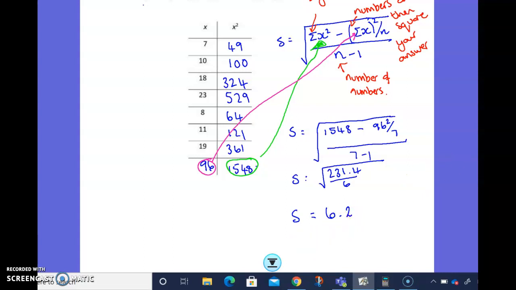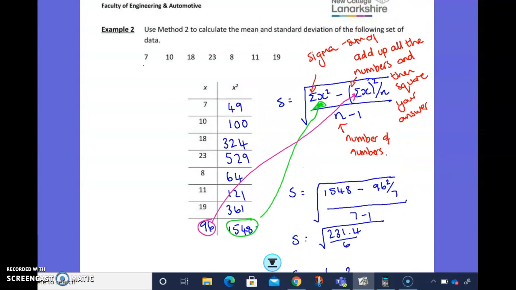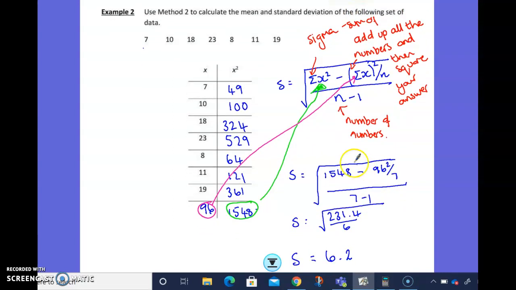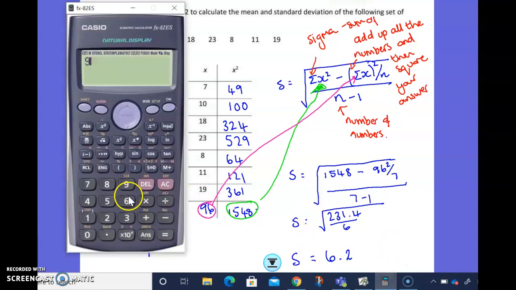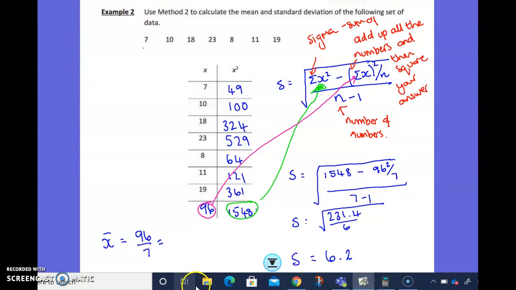Okay, if I go back to the question just now, we've been asked to calculate the mean and standard deviation. I've only calculated the standard deviation here. I need to make sure I fully answer the question. So I want to find the mean. For the mean, I add up all my x's, which gives me 96. I've already done that. And I divide by how many numbers I've got, which is 7. So 96 divided by 7. It's 13.7.